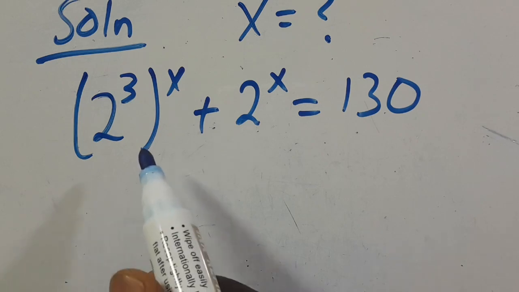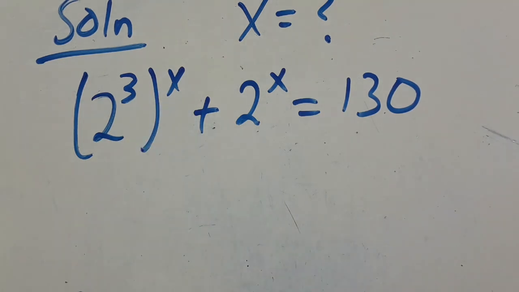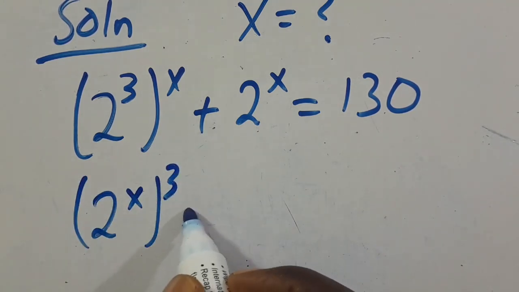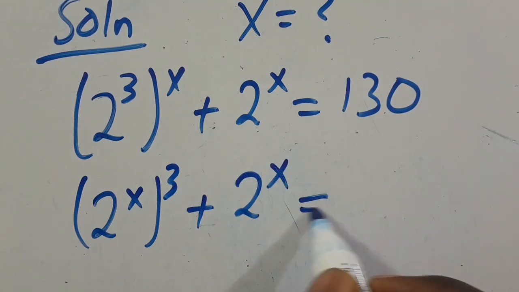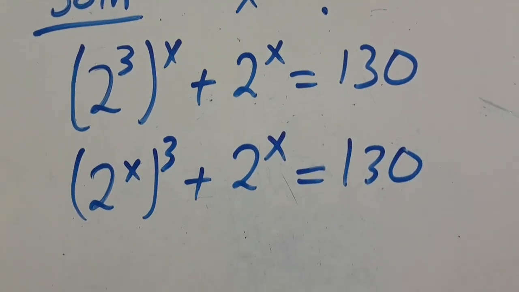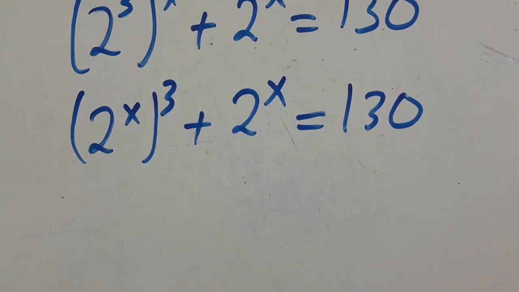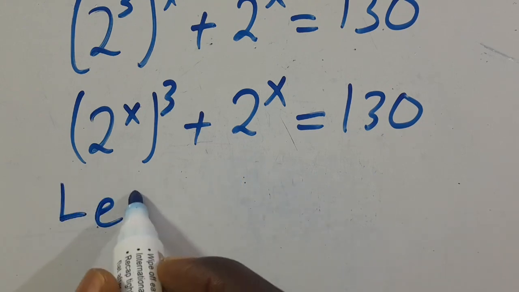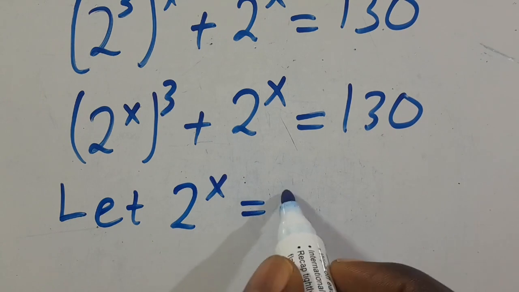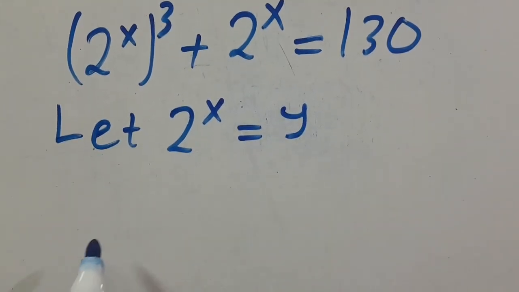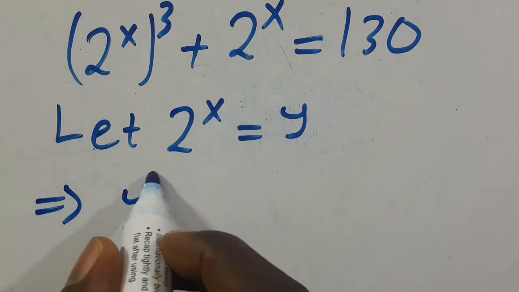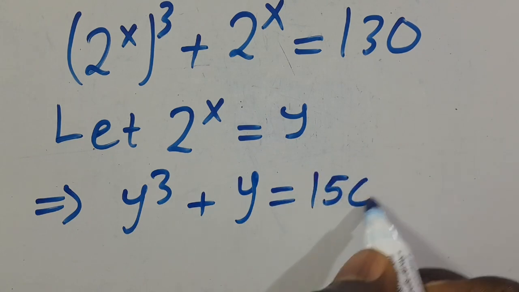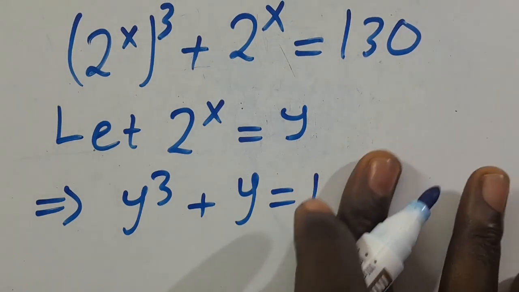Then from here, remember that we can interchange the power to be as 2 to the power of x, all in bracket, to the power of 3, plus 2 to the power of x equals 130. Then from here, remember that we have 2 to the power of x in common. So let's have 2 to the power of x equal y. So this implies we are going to have y to the power of 3 plus y equals 130.